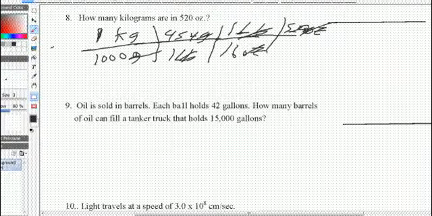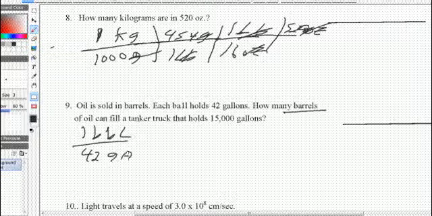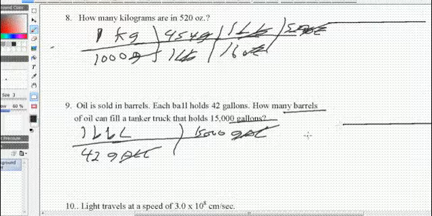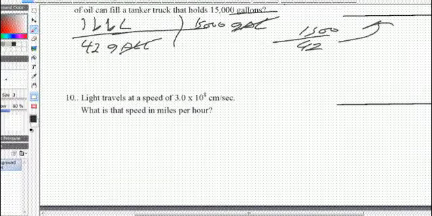Conversion factor. How many barrels? I know 1 barrel holds 42 gallons. How many gallons did it give me? 15,000. Gallons cancel. I'm left with what? Barrels. 15,000 divided by 42. You do the math. This one got some big numbers, but we're okay.